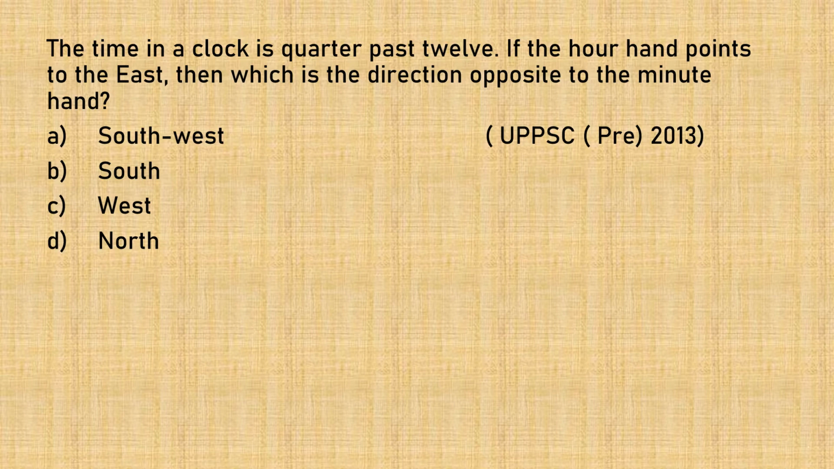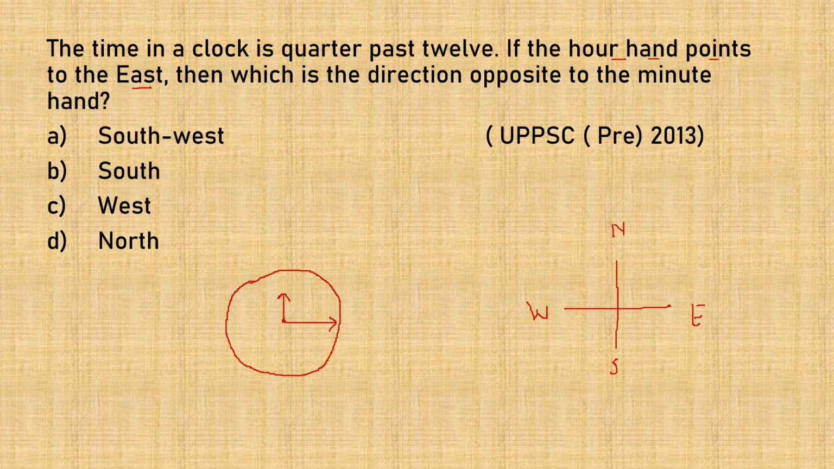the question says the time in a clock is 12:15. So let us draw a clock here. So this is the clock that we have. So when the time is 12:15, this is our hour hand and this will be our minute hand. We already know about the directions. The directions are north, south, east and west in general. Now let us come back to the question. If the hour hand points to the east, that means our hour hand is pointing to the east. So this is the east here.